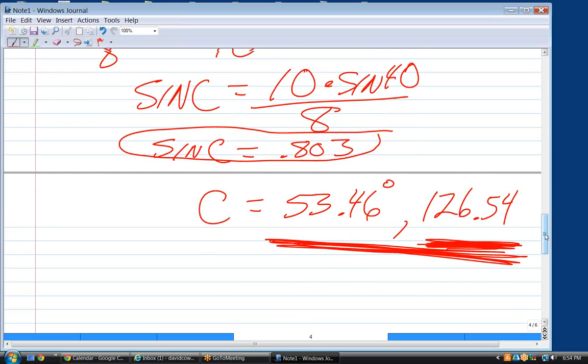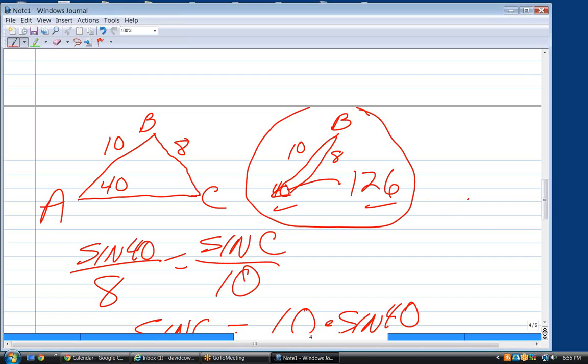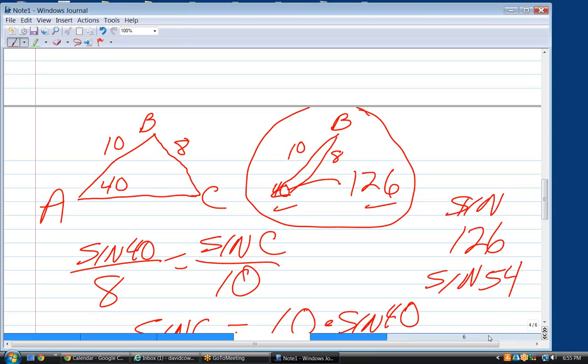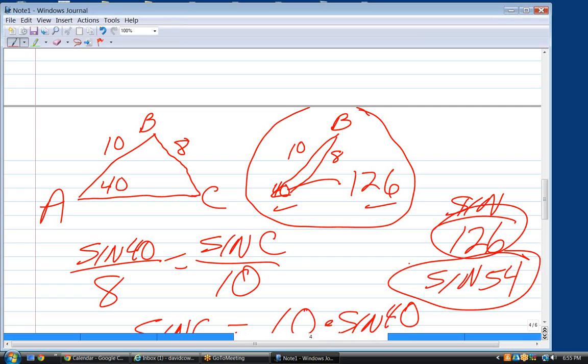And that's why this works, because the sine of 126 is the same number as the sine of 54. This is the first quadrant angle, that's the second quadrant angle. All right. Could you use the law of cosines to figure it out? No. Never use the law of cosines if you can use the law of sines. And I don't know whether the law of cosines will produce the ambiguous answer.